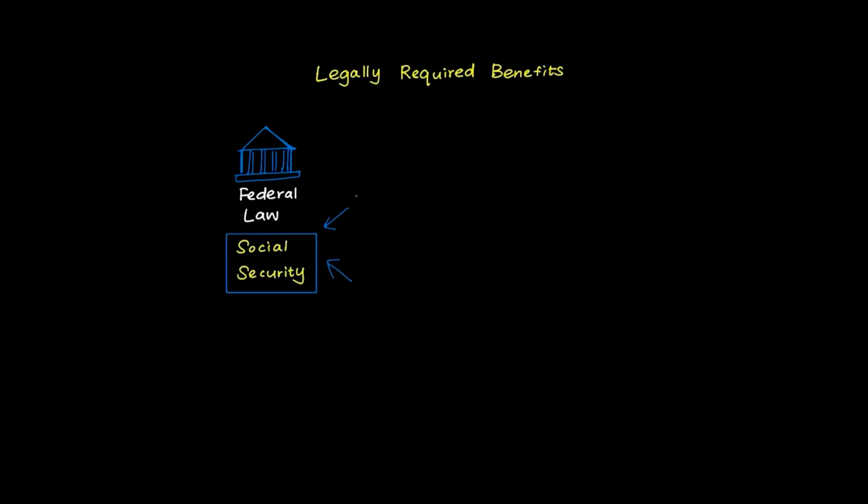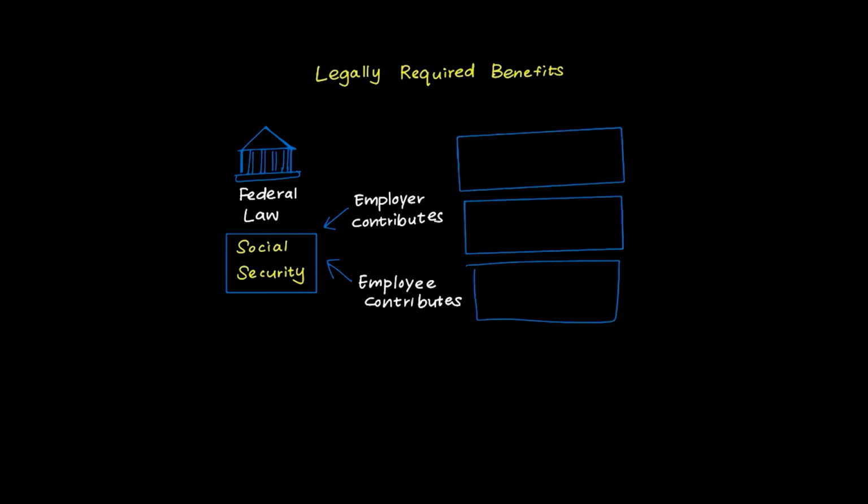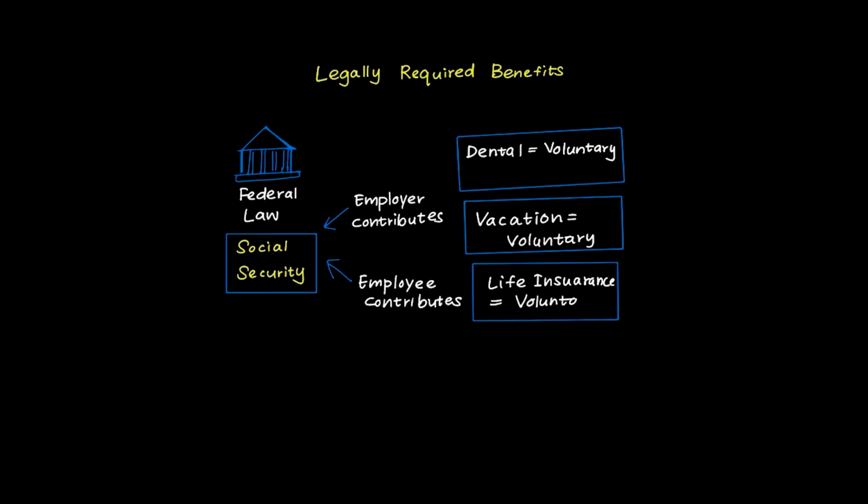Social Security is the legally required benefit in the United States. Both employers and employees must contribute. It's mandated by federal law. Dental insurance is voluntary. Paid vacation is voluntary. There's no federal law requiring it. Life insurance is voluntary. Social Security provides retirement and disability income protection, and participation isn't optional. When a question asks about legally required or mandated benefits, Social Security is the answer.